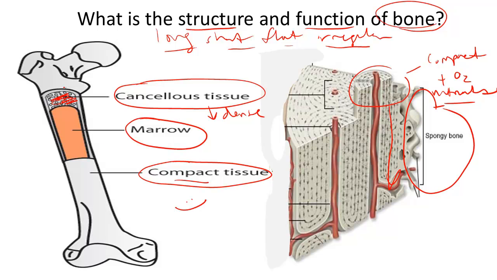In the center of this bone is this cavity containing different types of bone marrow. One is called red and one is called yellow. Marrow is basically the site for the production of blood cells.